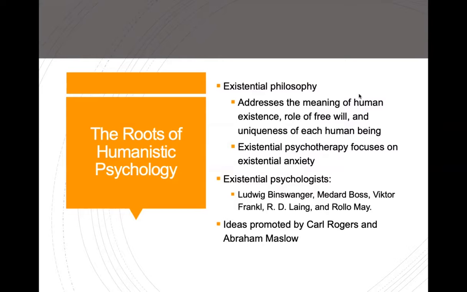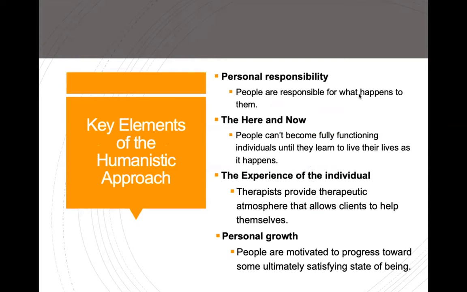And so the most famous existential psychologists were Binswanger and Boss, Viktor Frankl, Lange, and Rollo May. And a lot of the ideas under the school of thought were promoted by Carl Rogers and Abraham Maslow, who we will look into soon. So now that we know the crux of the humanistic approach, which is basically that choice is what matters. Humans, regardless of their unconscious motives or the environmental circumstances, have the power to make a choice.